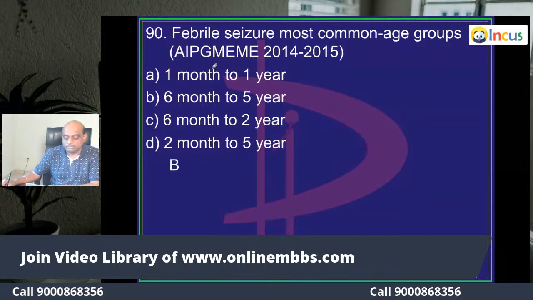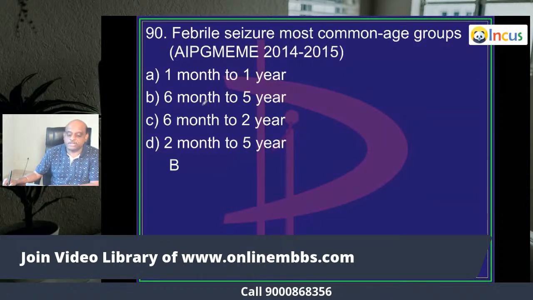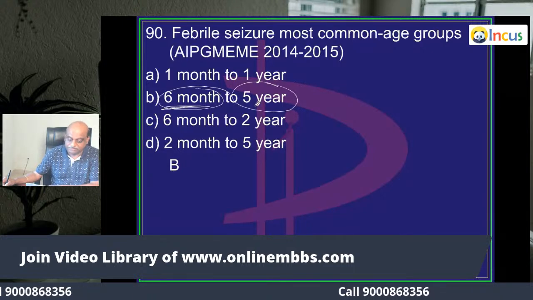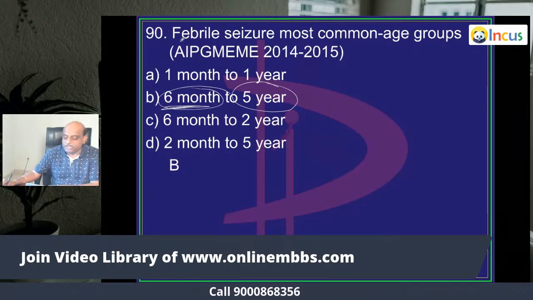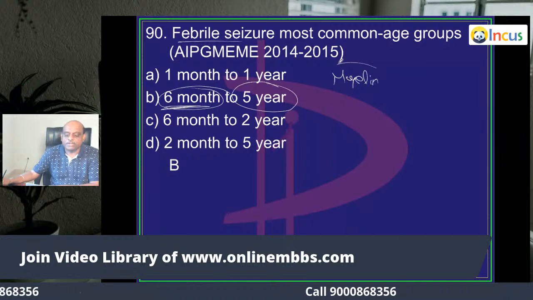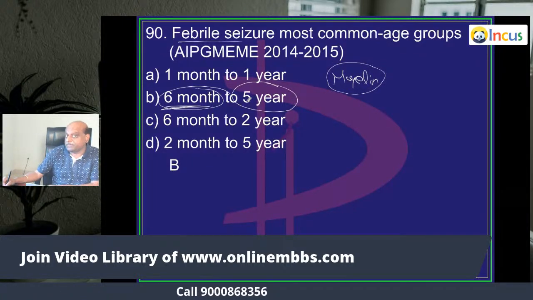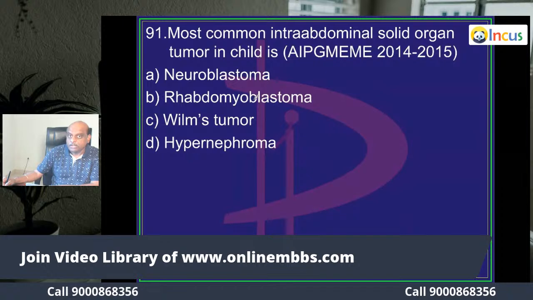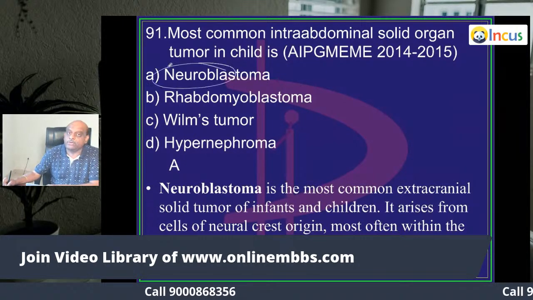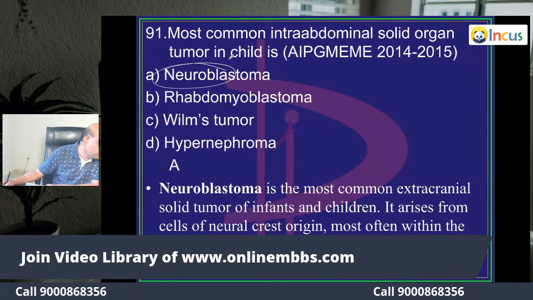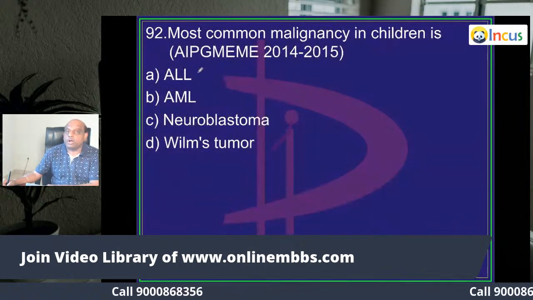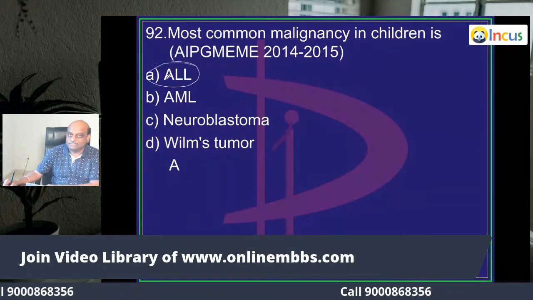Febrile seizure. Febrile seizure doesn't occur before 6 months, but commonly occurs between 6 months and 5 years. Because for a febrile seizure to occur, you need to have myelination complete. That is the reason you don't get it before 6 months, but between 6 months and 5 years. The most common intra-abdominal solid organ tumor is neuroblastoma. The most common malignancy in children, ALL.